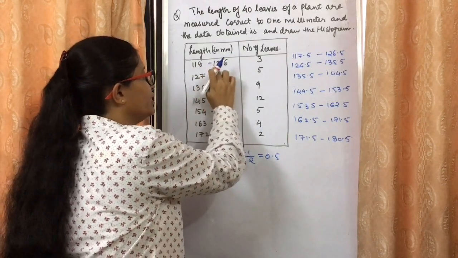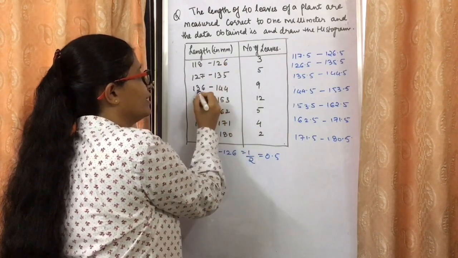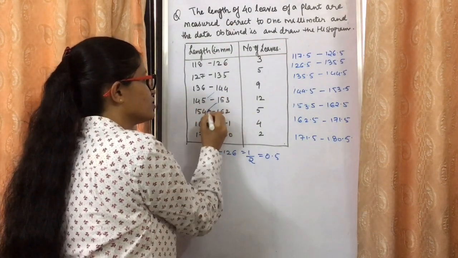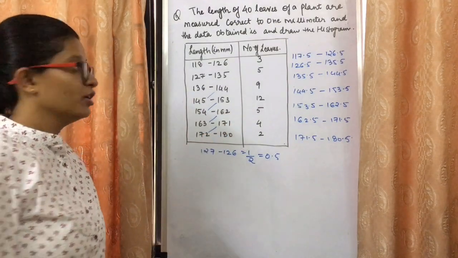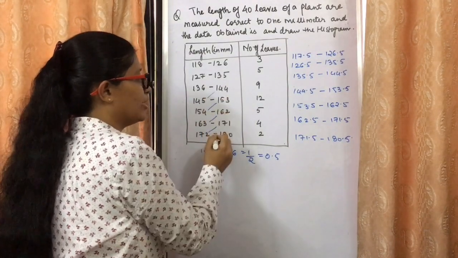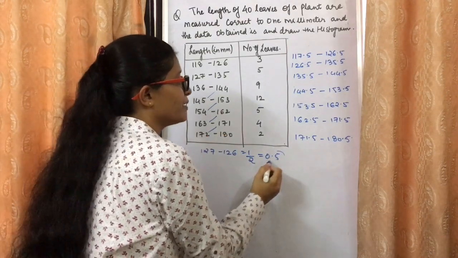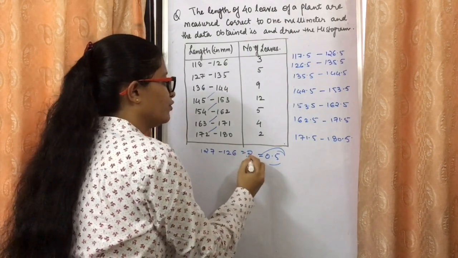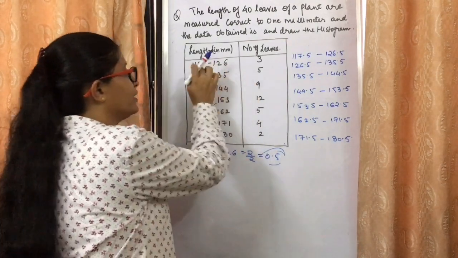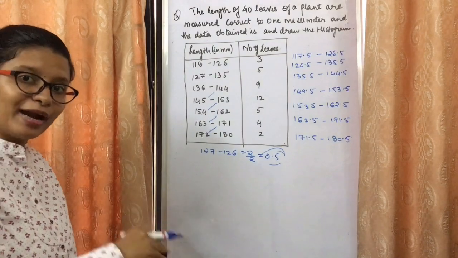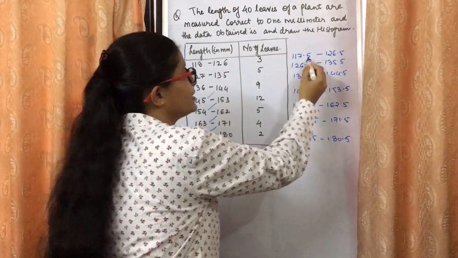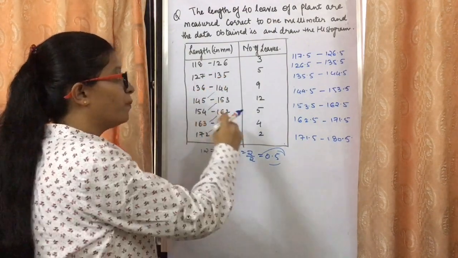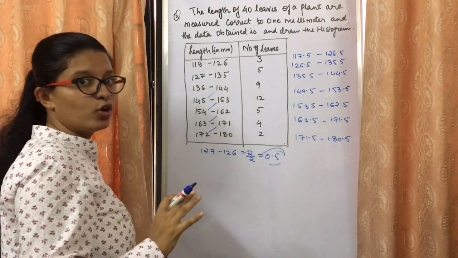The data given to you will have a constant difference. 136 minus 135 is 1, 145 minus 144 is 1. So this difference is constant in each and every sum. If this distance is constant in the class interval, then we can add and subtract 0.5. If the difference were 2, then we would divide by 2, and subtract 1 and add 1. So that is how we decide this 0.5 factor. I hope it is clear to everyone how we made this table.